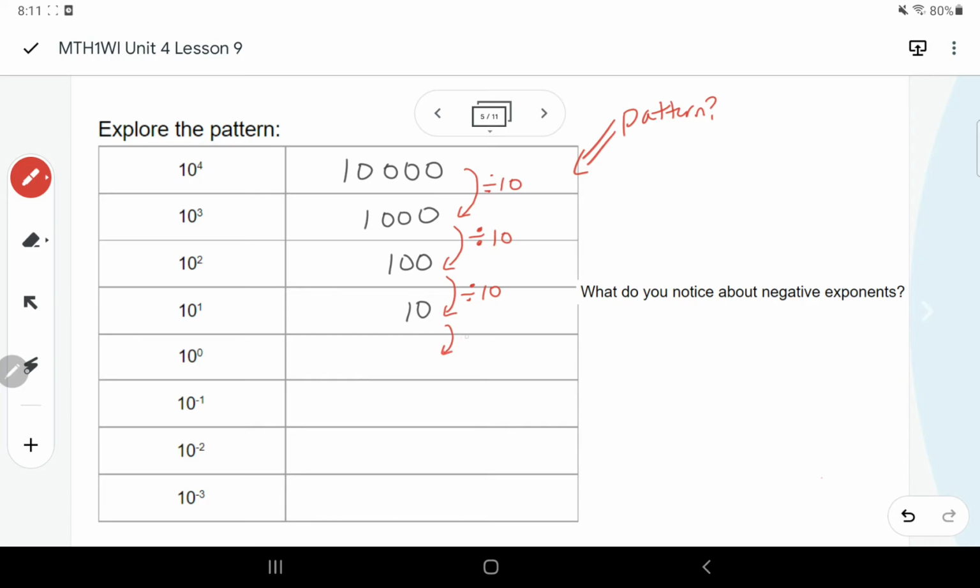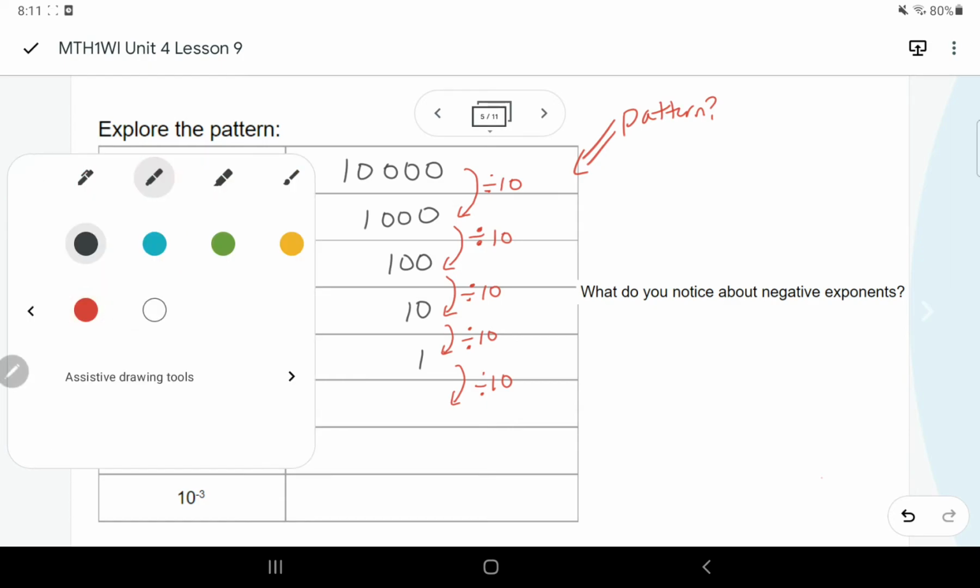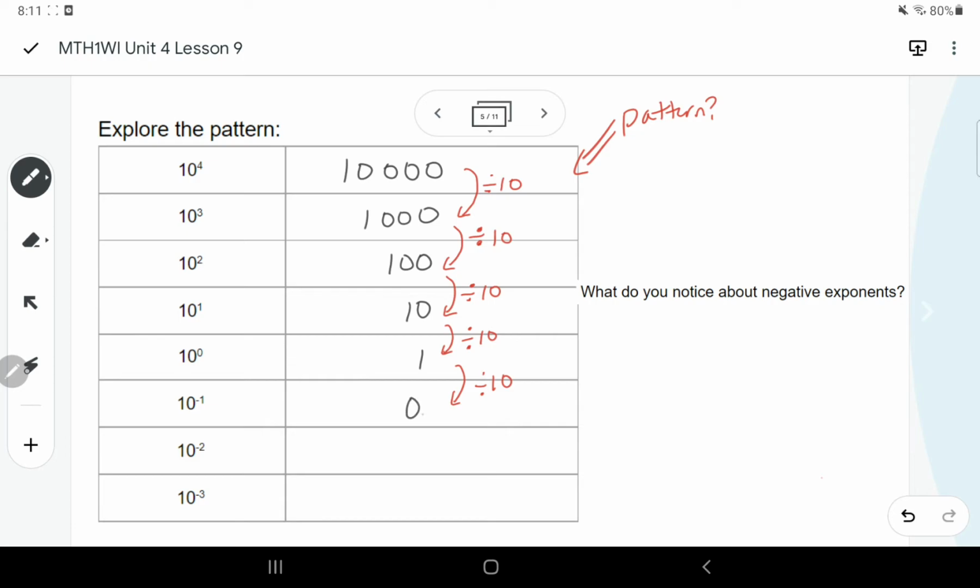So if I were to do that one more time, what do you think we would get for 10 to the exponent 0 in this row? If I take this 10 and divide by 10, 10 divided by 10 gives me 1. Okay, so that's what 10 to the exponent 0 is. What about 10 to an exponent -1? We can do this again. Divide that by 10. What's 1 divided by 10? You can use your calculators. See what that is. I get 0.1.